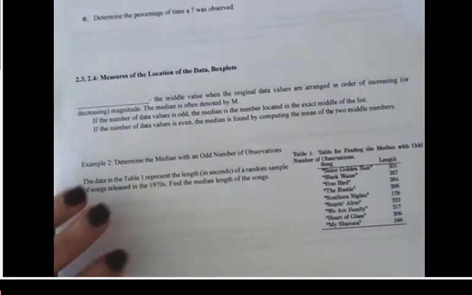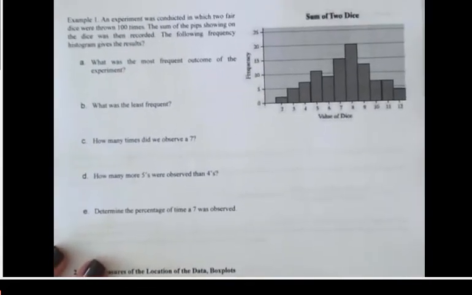Now let's look at the next page. So let's look at a histogram and how we would read this, okay? An experiment was conducted in which 2 fair dice were thrown 100 times. The sum of the pips, those are the dots, showing on the dice was then recorded. So you have 2 dice, you've added up what they come up. Like a 6 and a 4 adds to 10. The following frequency histogram gives the results, all right?